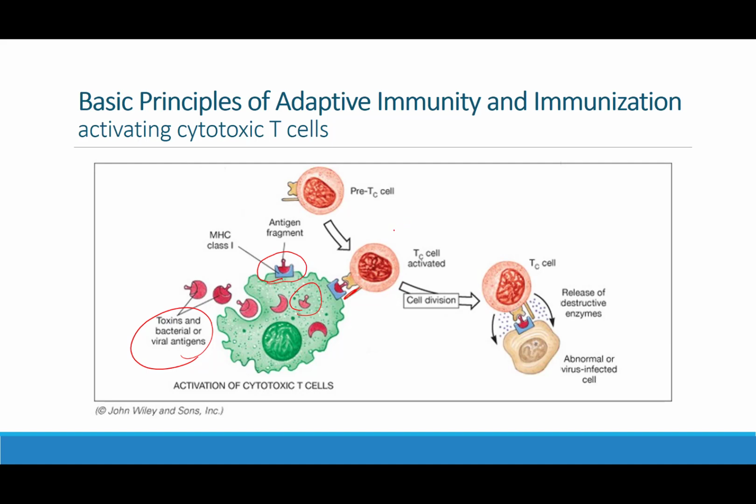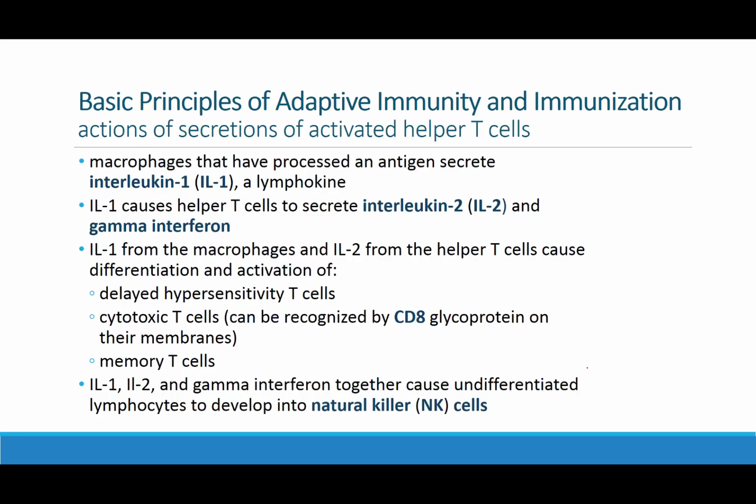It then activates that cytotoxic T cell, and now when the cytotoxic T cell finds a virus-infected or otherwise abnormal cell, it will bind there, and in response it releases perforins that are then going to poke holes in this cell and kill it. So you are dead. Okay, so those are cytotoxic T cells and the way that we activate them.